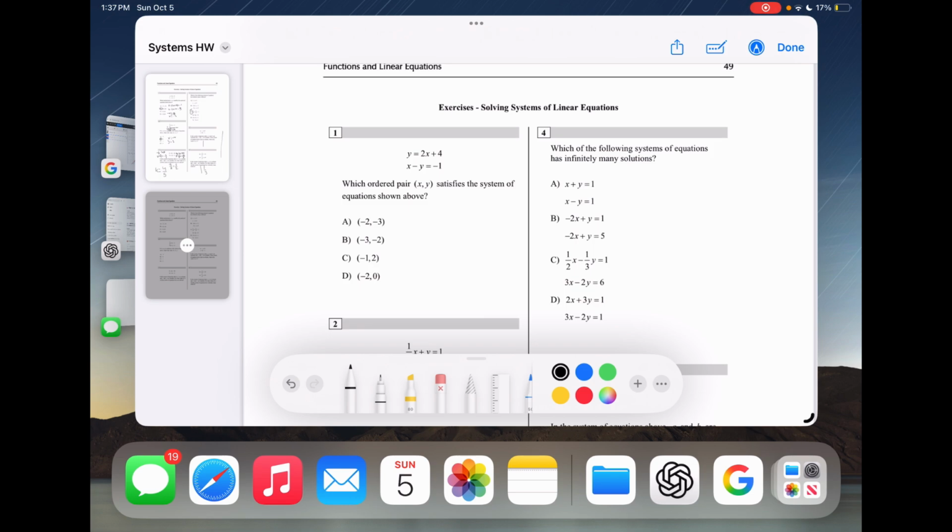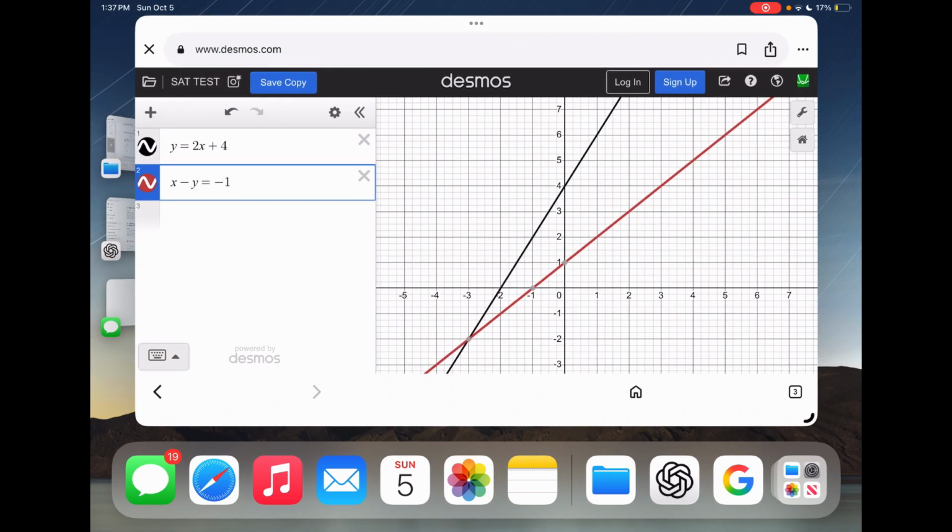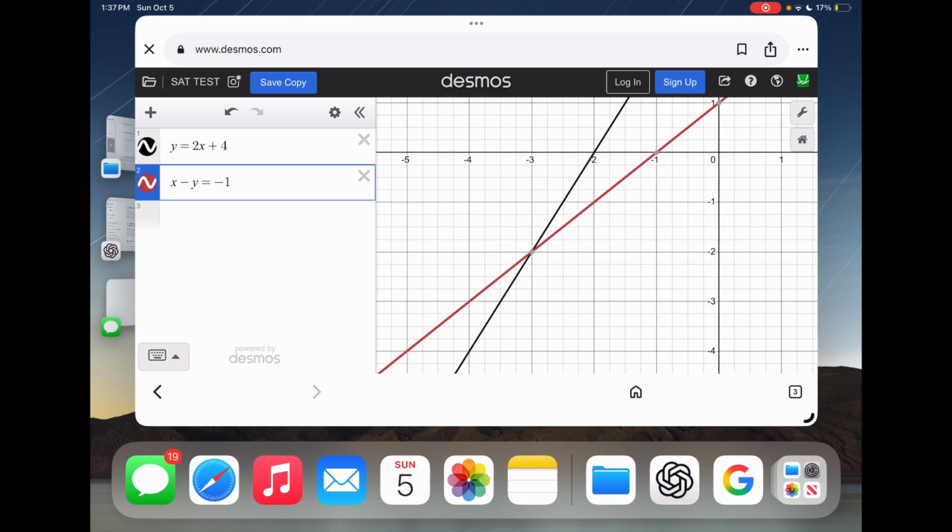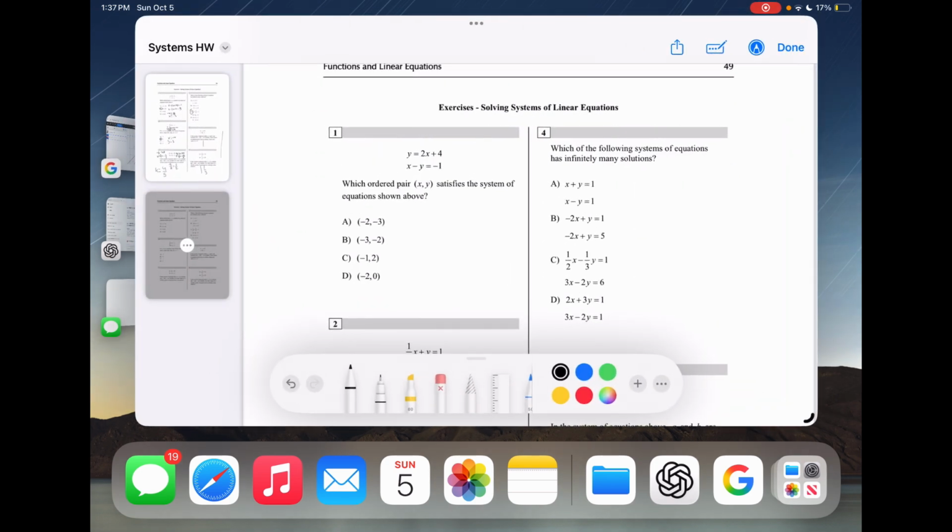So for question 1, which ordered pair (x, y) satisfies the system of equations shown above? We have y equals 2x plus 4 and x minus y equals negative 1. We're just going to plug those equations into Desmos. I've already put them in there, and then we see where they intersect, which is right here at this point, negative 3, negative 2. And we come back, and that is the answer, B.